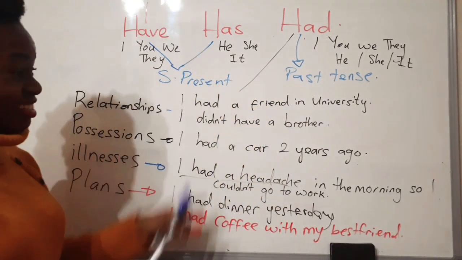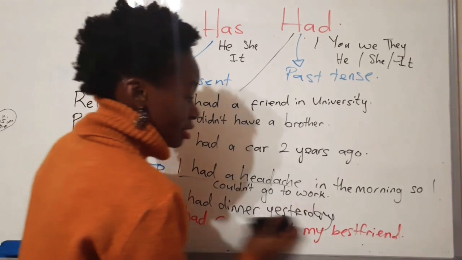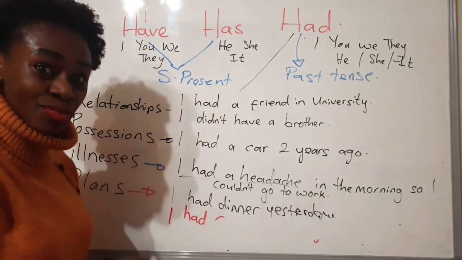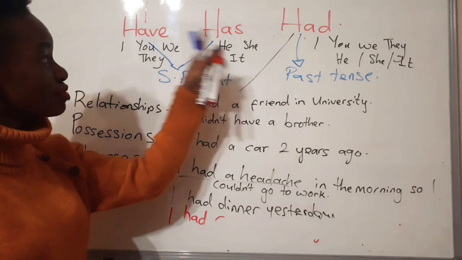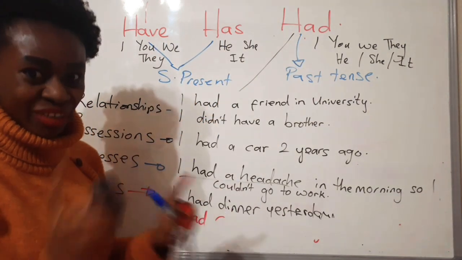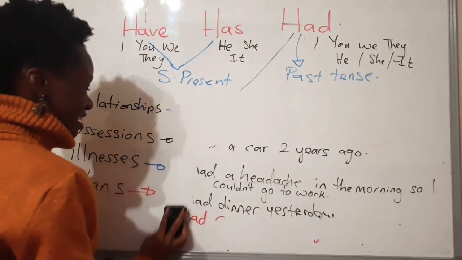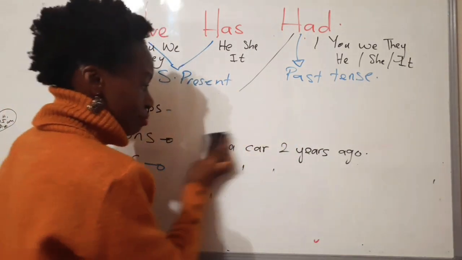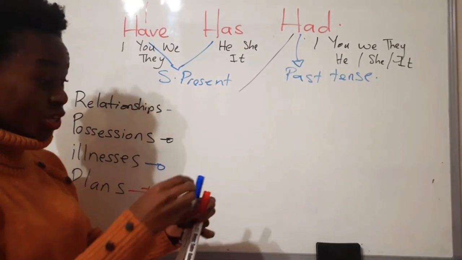So this is the end of our class. Now we forgot one thing, that's the questions. How do we ask questions about have, has, and had? We are going to learn this right away before the end of this class. So we know the negative, positive. Now we need the questions.